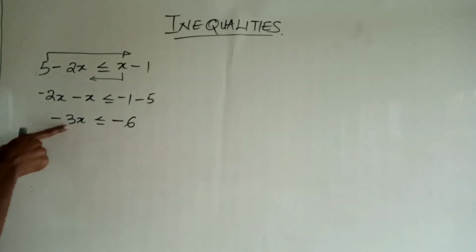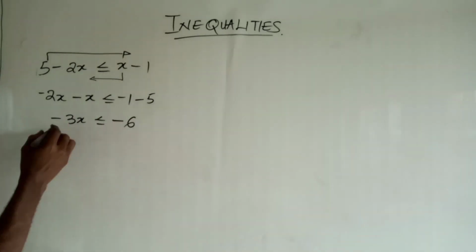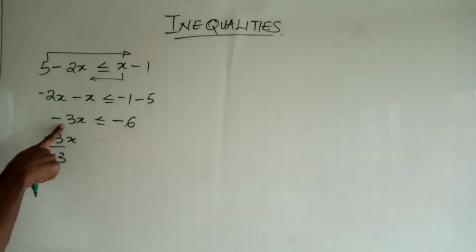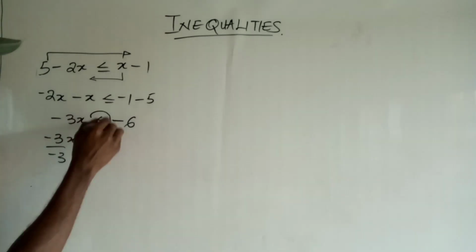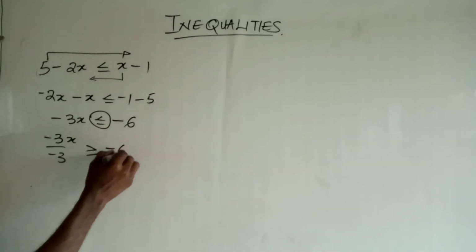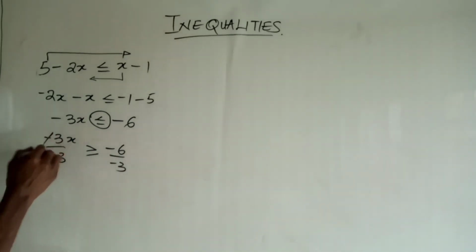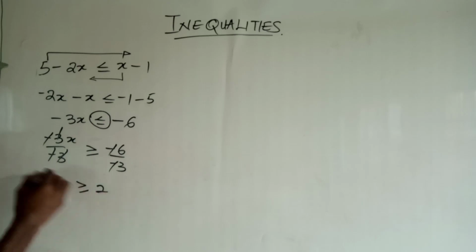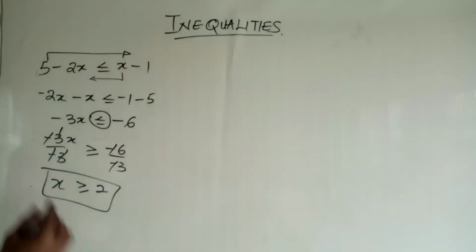So you want to divide both sides by a negative number. So I want to divide both sides by negative 3. Take note, when you divide both sides by a negative number, the inequality will flip. So here it becomes greater than or equal to negative 6 over negative 3. So this cancels out, so x is greater than or equal to 2. Yes, very simple. So that's our first question for the day.